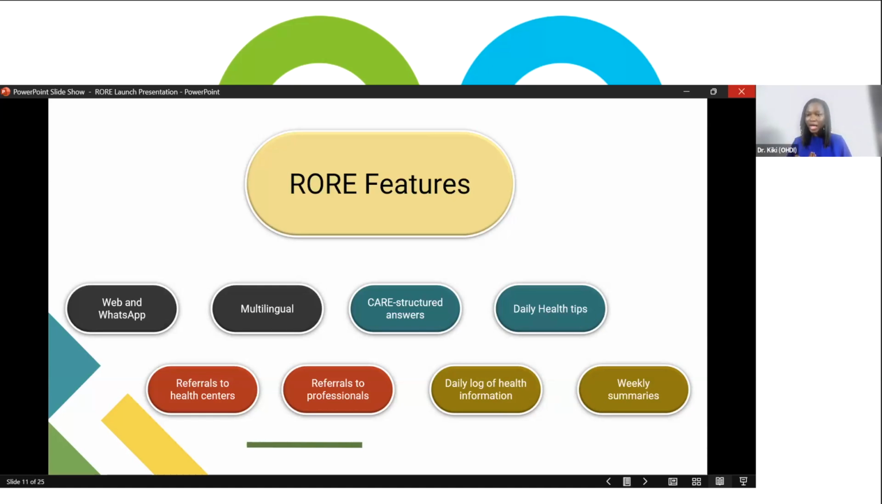It gives you back a recommendation to help you make informed decisions as to what you do with your health, with your farm, with your pets, with cleaning your environment or things like that. And that's part of what this is meant to do with Rore.